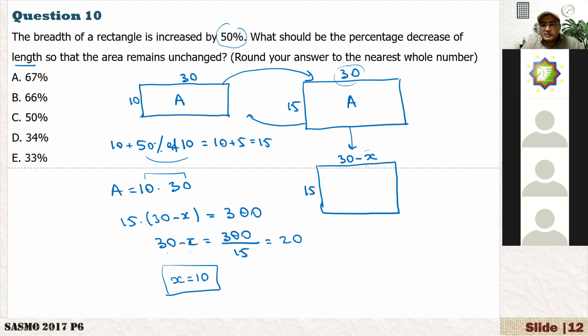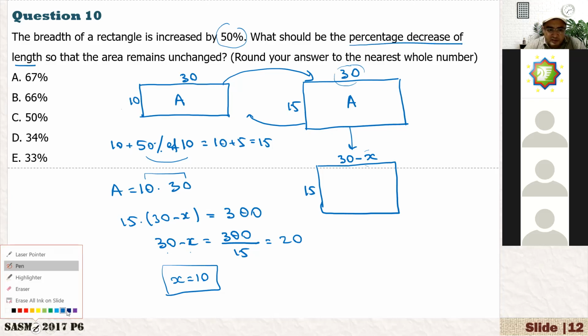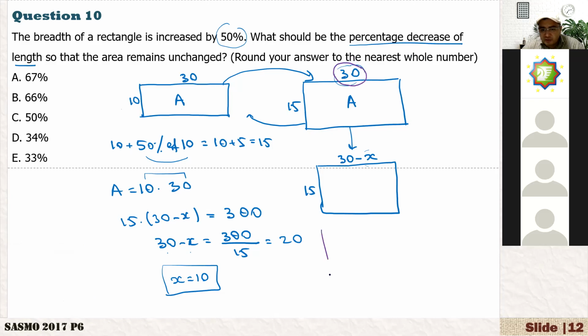Okay. So now we are not done yet. We need to find the percentage decrease, right? Now, how do you find the percentage decrease? So now originally it was 30, right? So I'll just take 30 as 100%. And how much did it decrease? By 10, right? So 10 is, let's say, t%. So now from here, we should find t.